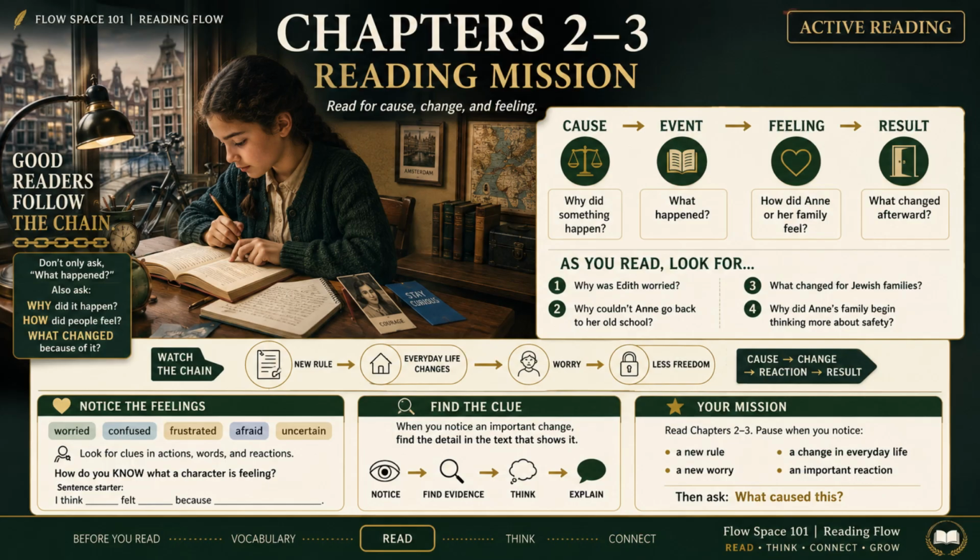Now we are ready to read chapters 2 and 3. This time, we are going to follow a chain. Cause, event, feeling, result. Cause: why did something happen? Event: what happened? Feeling: how did Anne or her family react or feel? And result: what changed afterward? Good readers follow the chain. They don't only ask, what happened? They also ask, why did it happen? How did people feel? And what changed because of it? As you read, look for answers to these questions.